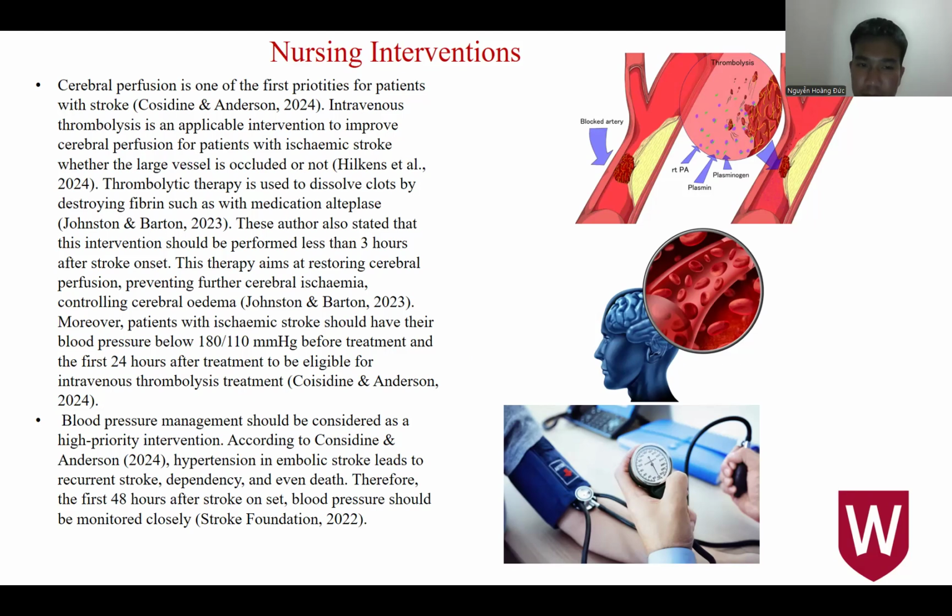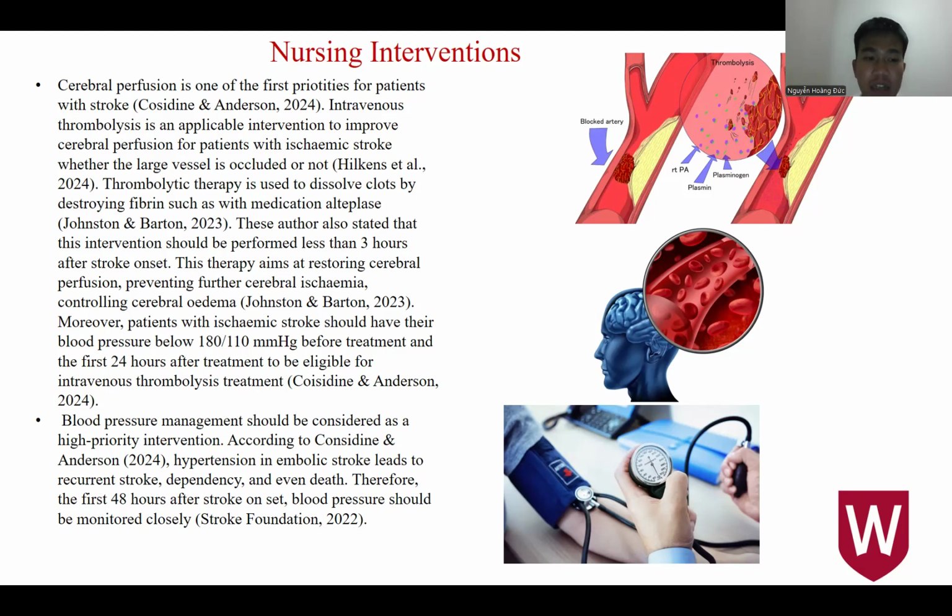This therapy aims at restoring cerebral perfusion, preventing cerebral ischemia and controlling cerebral edema. Moreover, patients with ischemic stroke should have their blood pressure below 180 over 110 before treatment and for the first 24 hours after the treatment to be eligible for intravenous thrombolysis treatment. Blood pressure management should be considered as a high priority intervention as well.